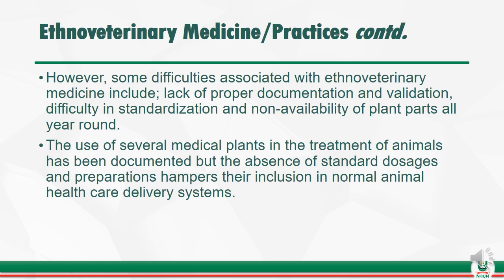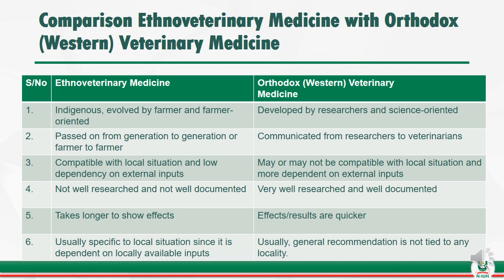The use of several medicinal plants in the treatment of animals has been quite well documented, but the absence of standard dosages and preparations hampers their inclusion in normal animal healthcare delivery systems. In comparison now, let's look at ethno-veterinary medicine and orthodox veterinary medicine. Ethno-veterinary medicine, number 1, is indigenous, evolved by farmers, and farmer oriented, while orthodox veterinary medicine is developed by researchers and is science-based.